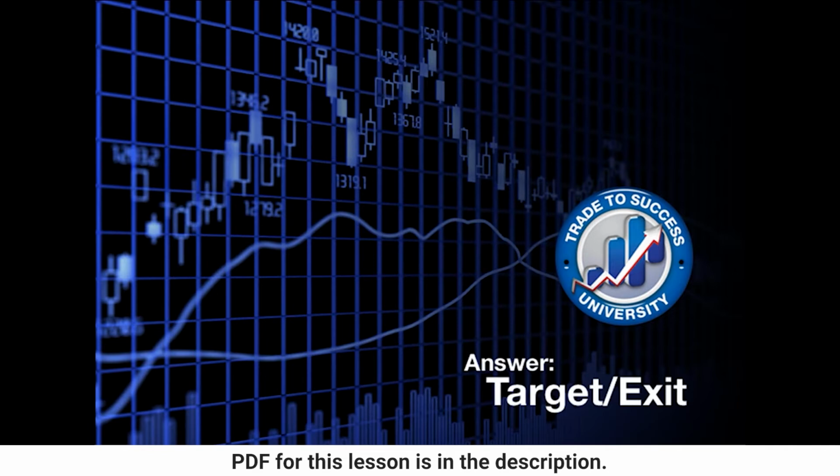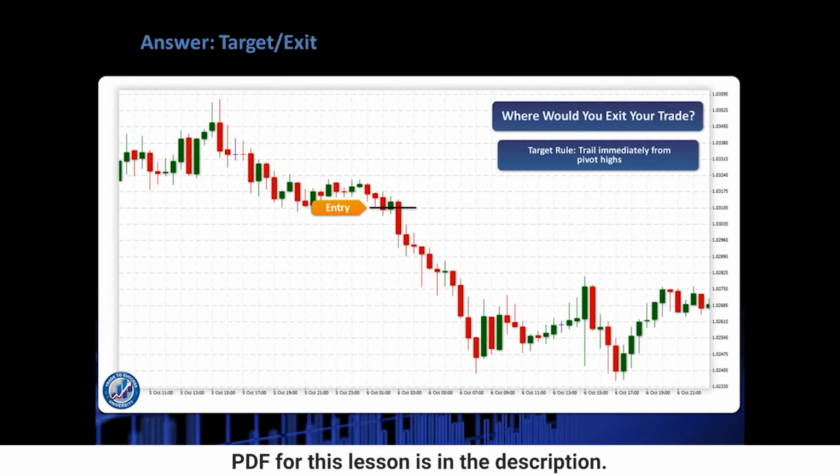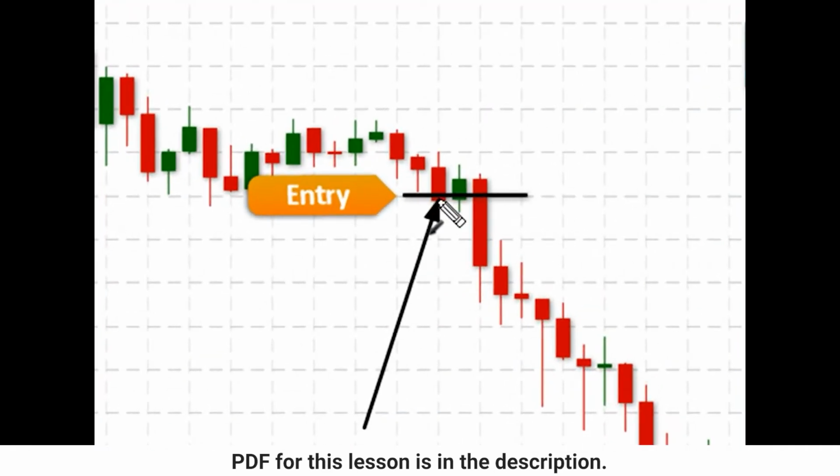Okay, so let's go through the answer of the target question on the previous page. Where would you exit on the trade? We're obviously going short here because the chart's going down and we're not going to want to lose by buying at that entry price. So we are selling at that entry price. And our target rule is that we trail immediately from pivot highs. So here with entry, we immediately start looking at pivot highs.